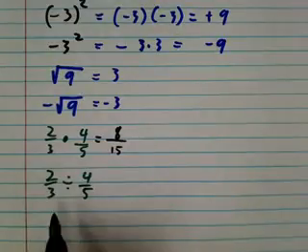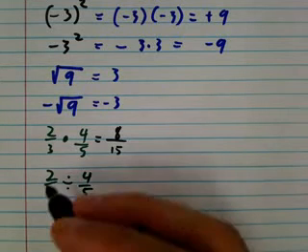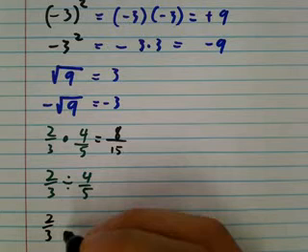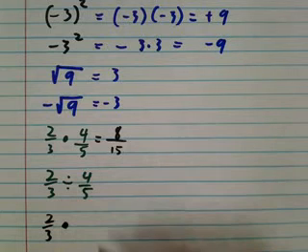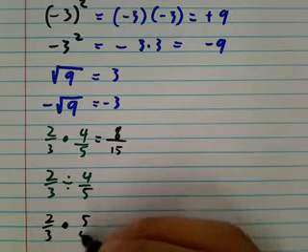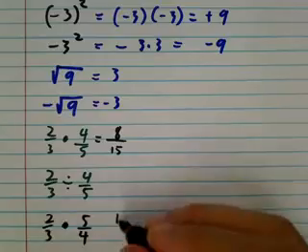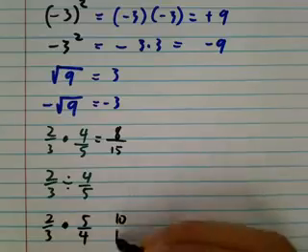Okay. Down here, when you're dividing, I sometimes use the phrase copy, change, flip. You copy the 2/3. You change division to multiplication. And you flip this last fraction. So copy, change, flip. And once you do that, now you can just multiply straight across. So 2 times 5 gives you 10, and 3 times 4 gives you 12.